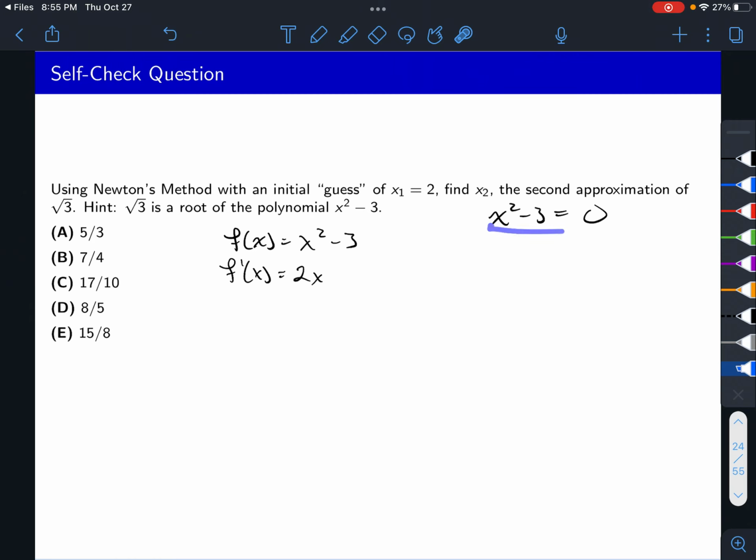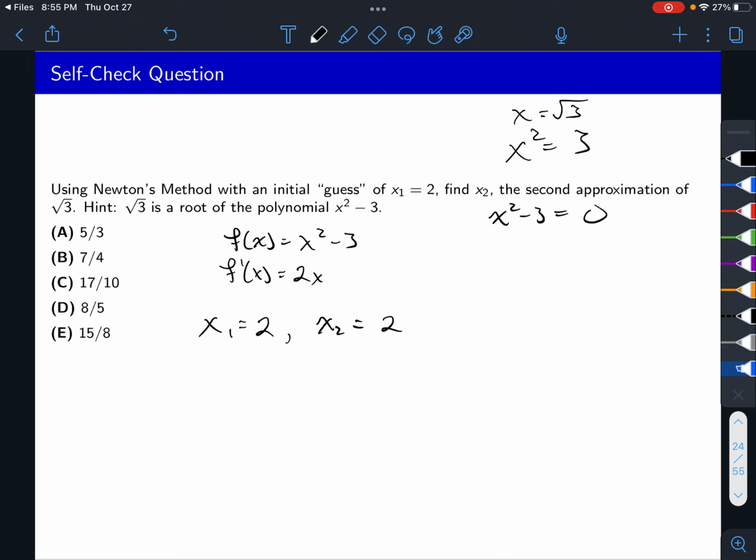Well, because if we're looking for the actual solution to this, we're starting with, okay, what number squared is equal to 3? Well, the square root of 3 is, right? So if x is equal to the square root of 3, then x squared is equal to 3, so x squared minus 3 is equal to 0. And now we can do Newton's method on this equation with this being our function, this being our derivative, and x1 equals 2 being our first guess.